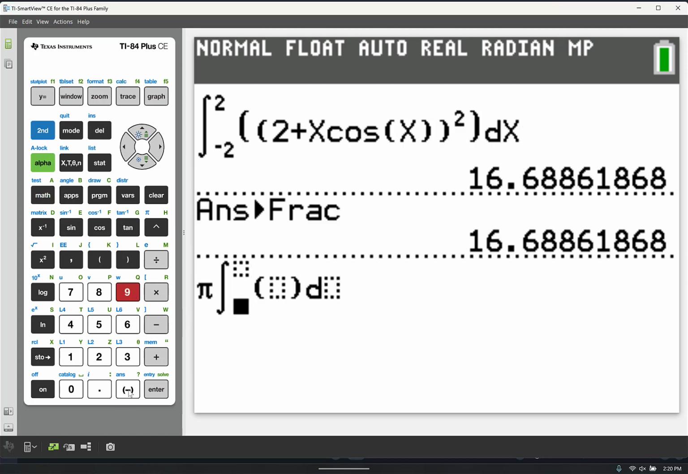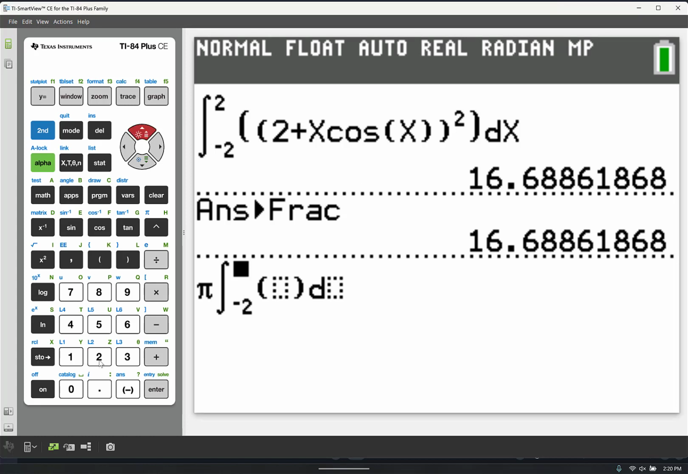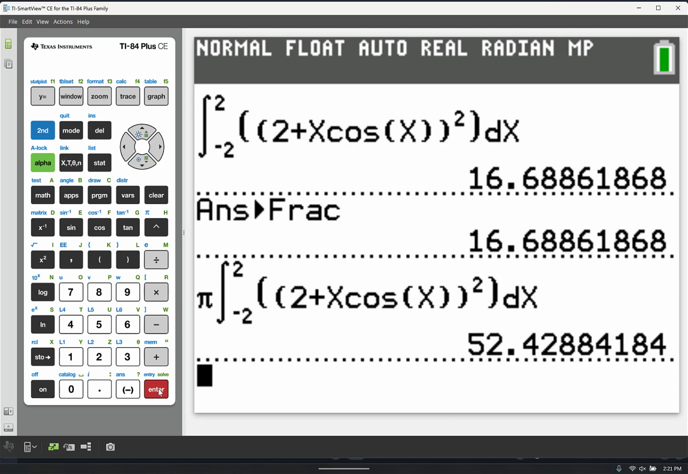9, negative 2. I guess 6.88. Maybe it would have 88 forever. No, probably not. And then parenthesis 2 plus x cosine x close squared x. And I guess I could have also taken that 6.688 and multiplied by 3.14. And there it is, 15.42.